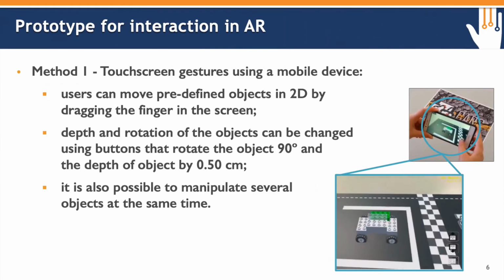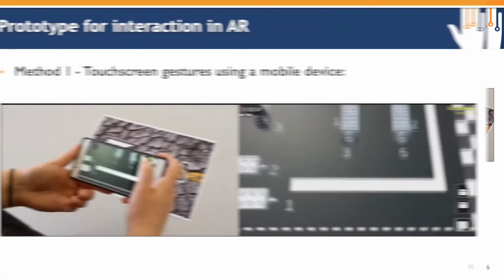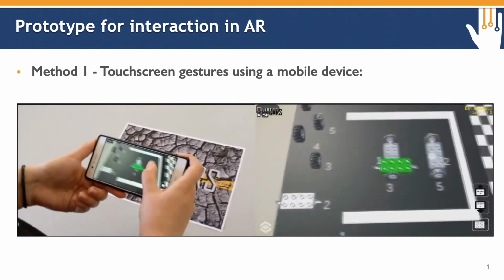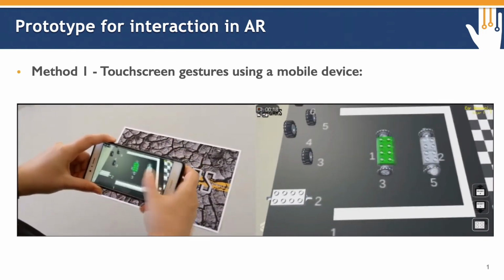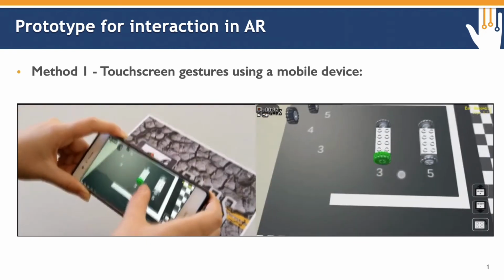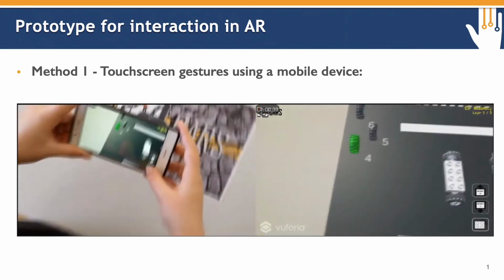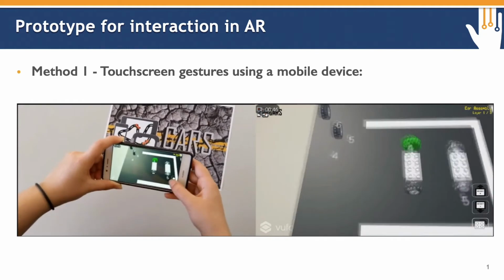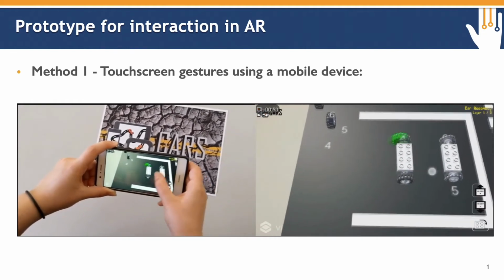Method 1 explores touchscreen gestures using a mobile device. Users can move predefined objects in 2D by dragging the finger on the screen. Depth and rotation of the objects can be changed using buttons that rotate the object by 90 degrees and change the depth of the object by 50 centimeters. It is also possible to manipulate several objects at the same time.